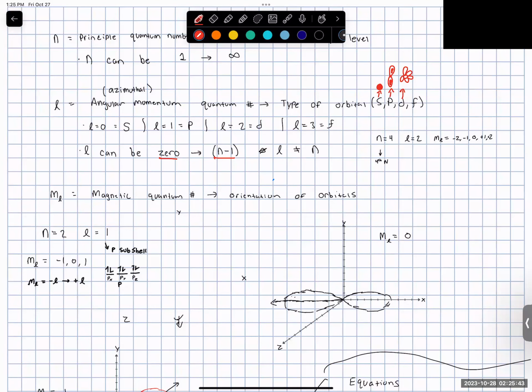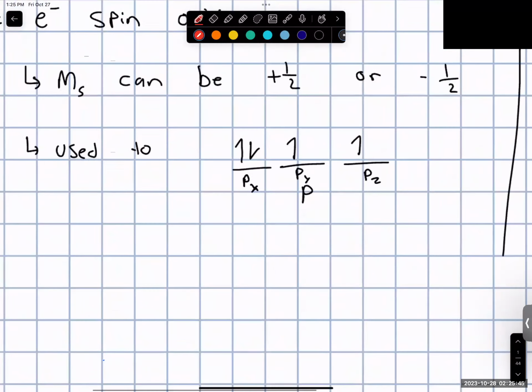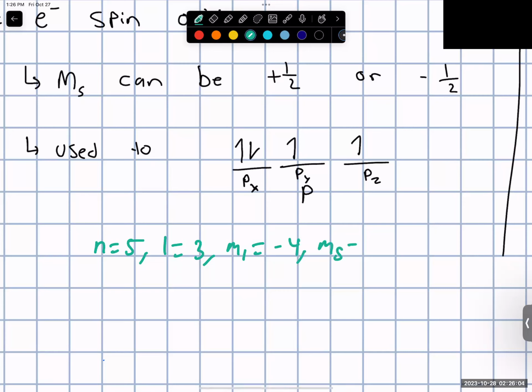Let's do a little review. I want y'all to tell me whether this set of quantum numbers is possible. Like whether this is even a possible thing to do or not. Say n equals 5, L equals 3, M sub L equals -4, and M sub S is +1/2. Is this given set of quantum numbers possible?